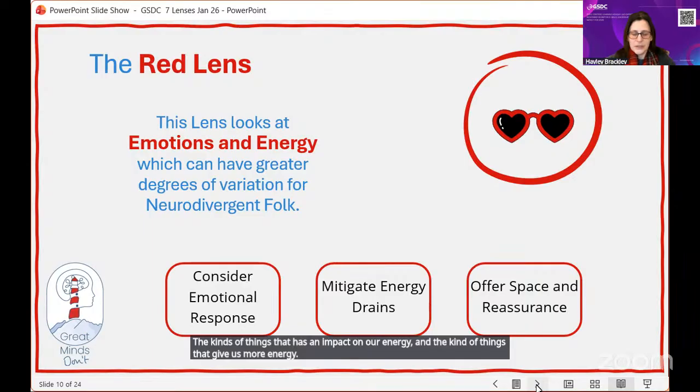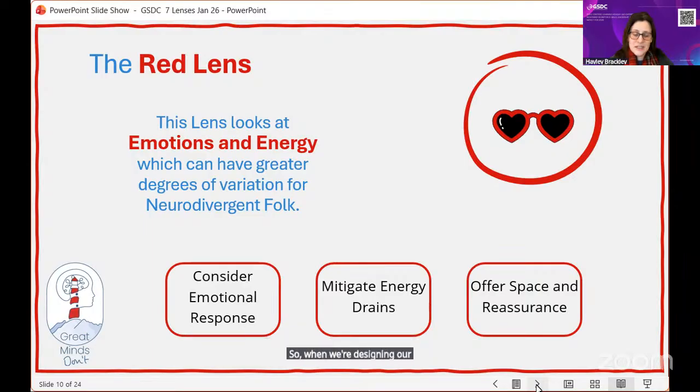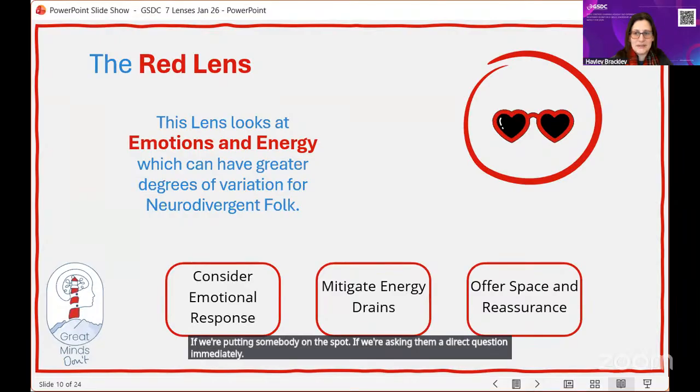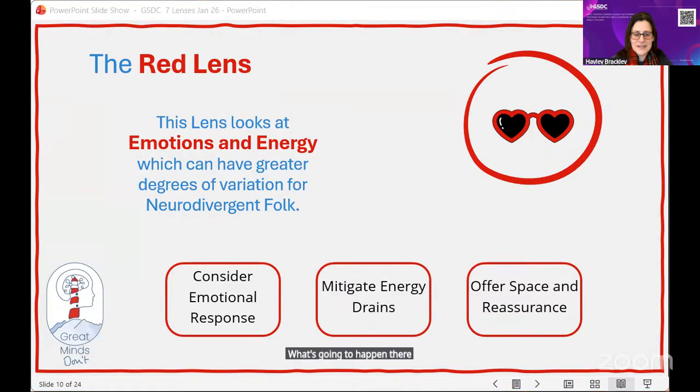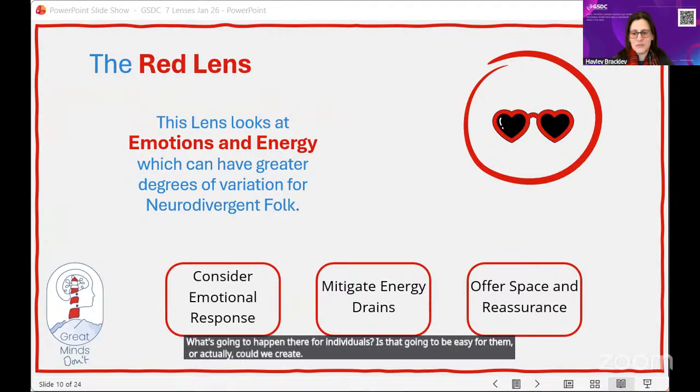So when we're designing our training or our spaces for people to be in, think about emotional response. What is the emotional response that might come up? If we're putting somebody on the spot, if we're asking them a direct question immediately, what's going to happen there for individuals? Is that going to be easy for them, or actually could we create a more intense emotional response for them?